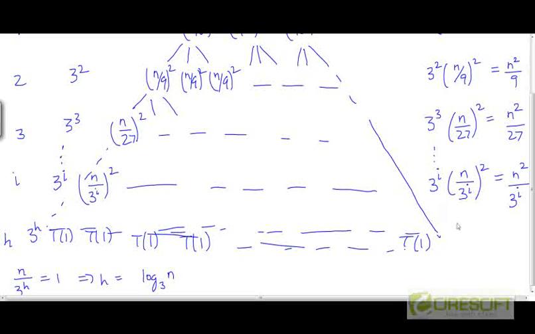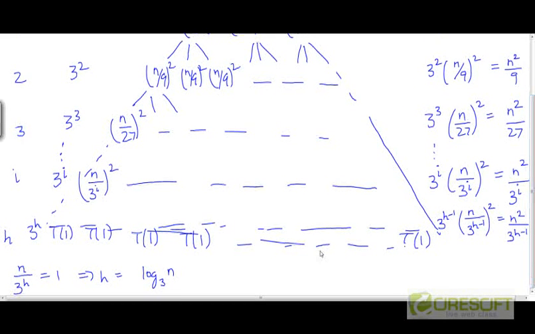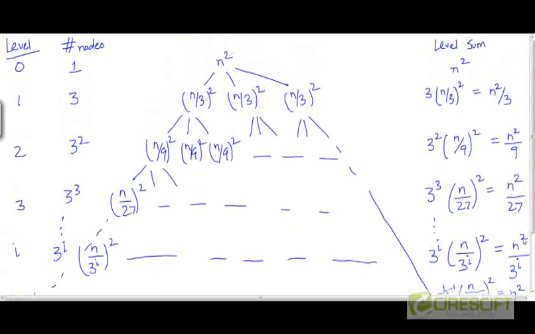At the penultimate level, we will have 3 to the power h minus 1 nodes, where each node has a cost of (n by 3 to the power h minus 1) squared, and so that will be n squared divided by 3 to the power h minus 1. And at the very last level, we'll have 3 to the power h nodes, each with a cost of T of 1. So we can write T of n as the sum of all these level sums.